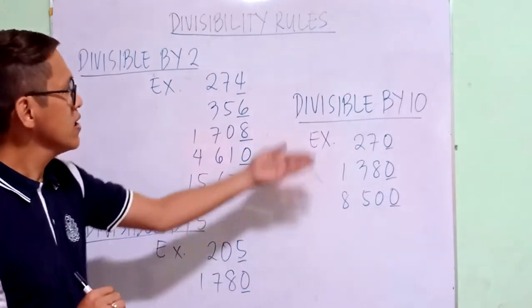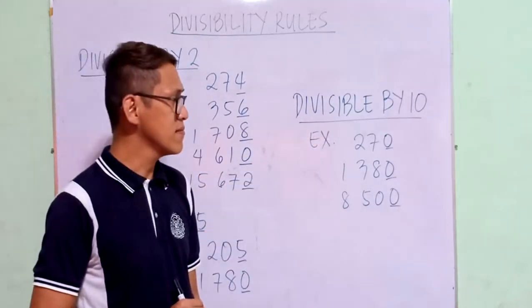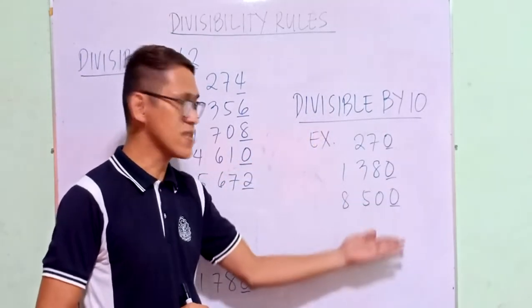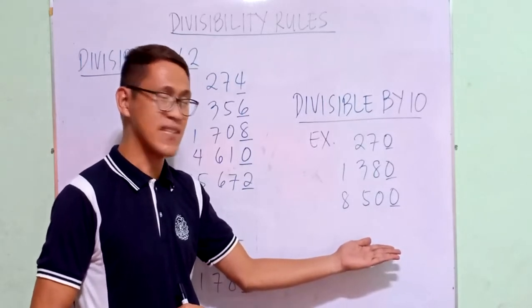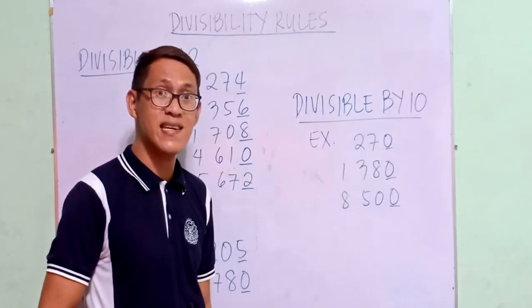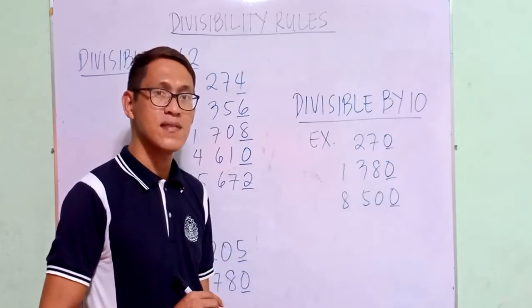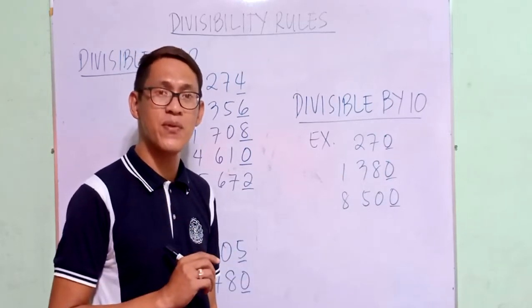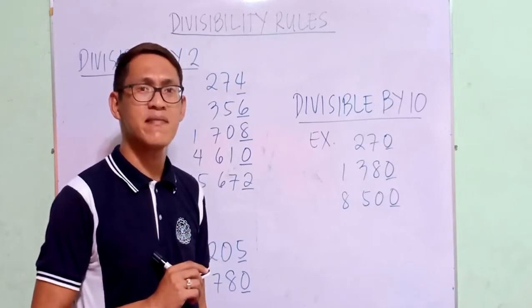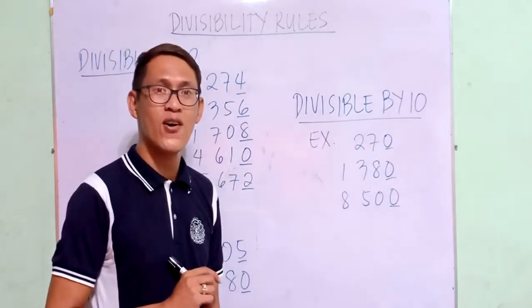What about divisible by 10? Do you notice something? Yes, the numbers here end in 0, or the ones digits are zeros. So if a number ends in 0, you can divide it by 10. Definitely, there is no remainder.